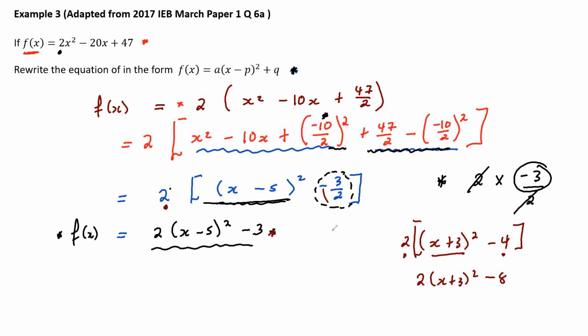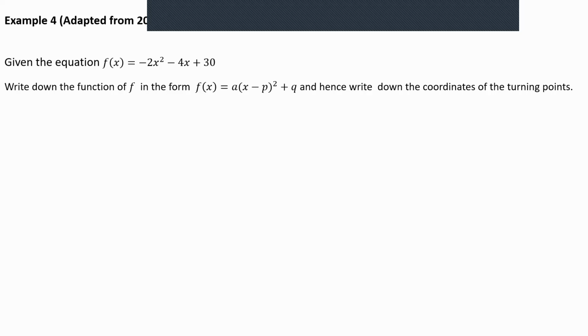All right, I'm going on to my next one. Basically, it's the same thing, guys. Nothing out of the ordinary. Here's a question again. It's a past exam paper. This one is from the 2015 Gauteng Prelim, question 7.2, and we've got something in this format. I'm going to read the question. Given the equation f of x is that, write down the function of f in the form that, and hence write down the coordinates of the turning points.